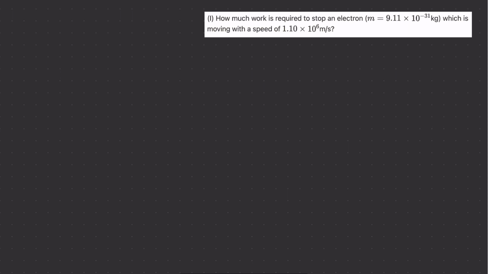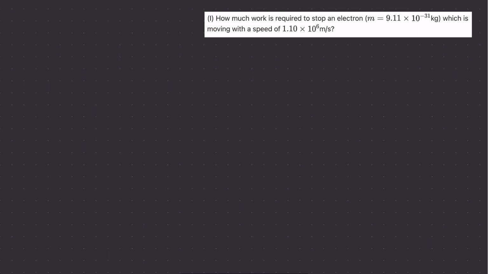Problem 1 says, how much work is required to stop an electron, which is moving with the speed of 1.10 times 10 to the power of 6 meters per second, given that the mass of the electron is 9.11 times 10 to the negative 31 kilograms. All right, so it's asking how much work is required.